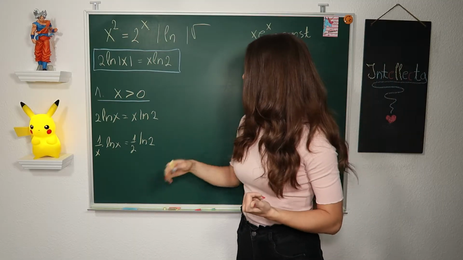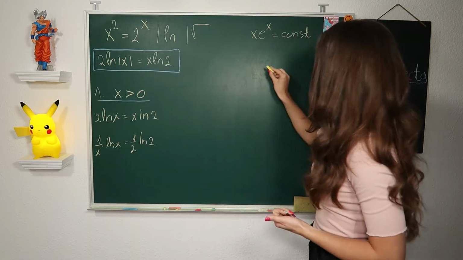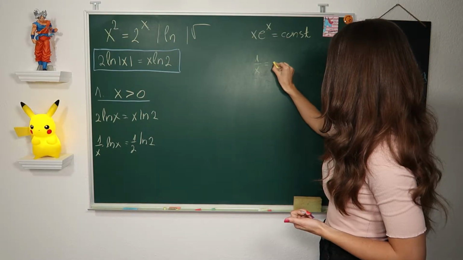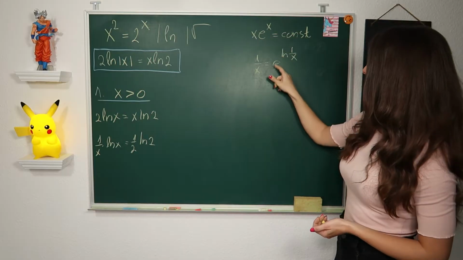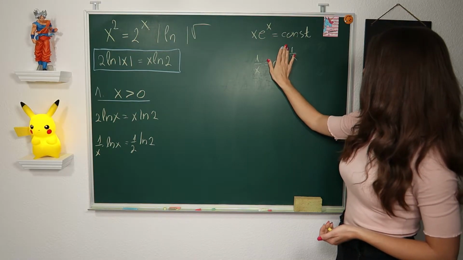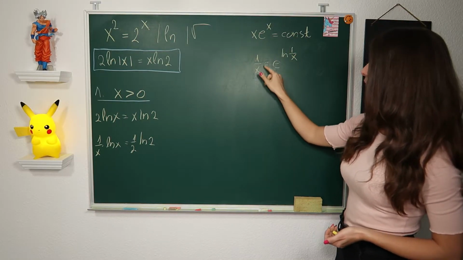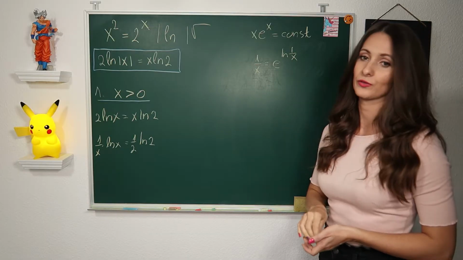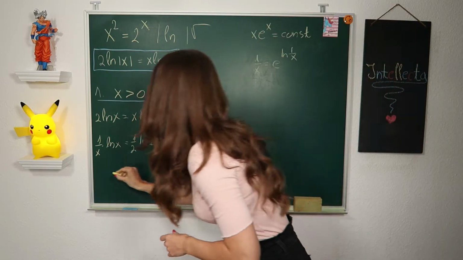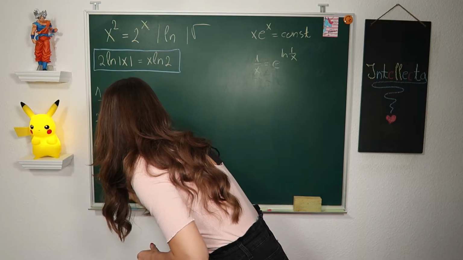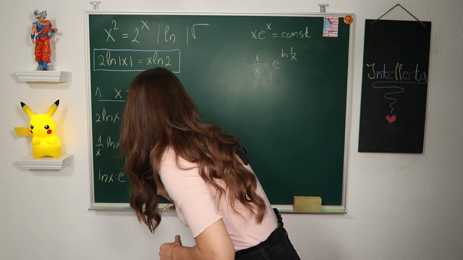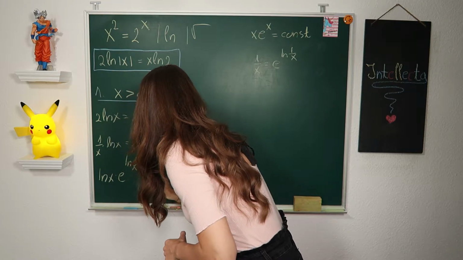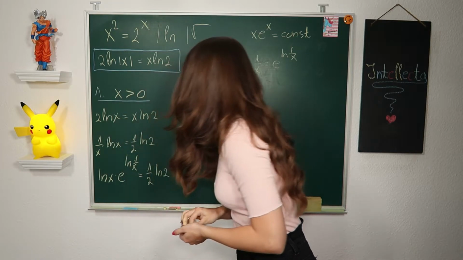Okay, now, how can you rewrite this 1 over x? 1 over x is nothing else than e raised to the ln 1 over x. So you can cancel these two out, and you're left just with 1 over x. That means 1 over x or e to the ln 1 over x is the same. So we have ln x times e to the ln 1 over x is equal to 1 over 2 ln of 2.